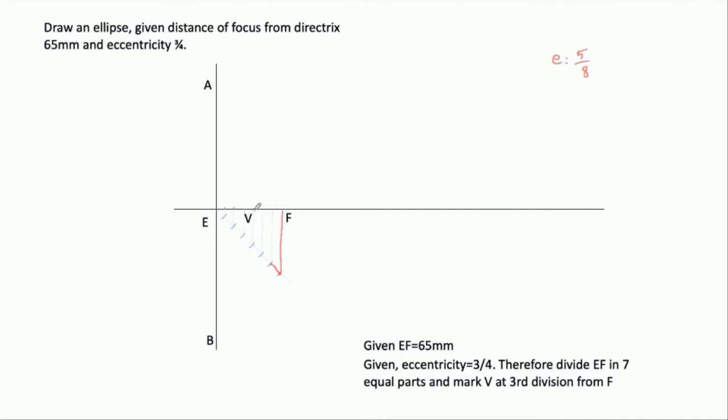So 3 parts from F will be your V. This is the location for V: 1, 2, and 3. We are not going to take points, we are going to take parts 1, 2, 3. Okay, after 3 parts, we are going to have the location for V. Sir, do you have any doubts up to this? If your point V is wrong, we are going to construct a different curve. It will not be the intended curve. So location of E, V, and F should be very careful.